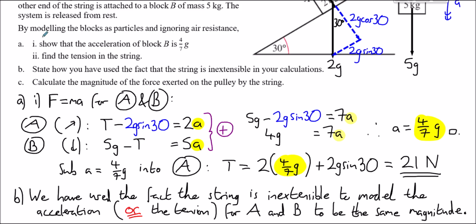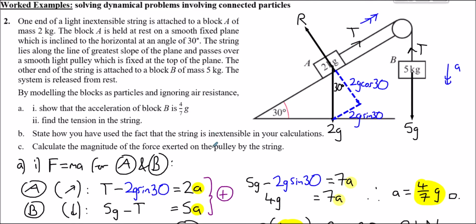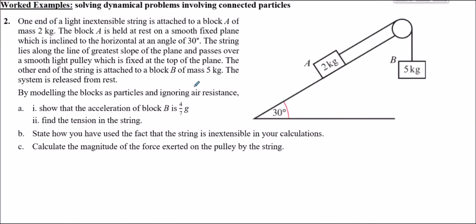Finally, C. I'm going to give myself a bit more space for C. So moving on for C, it says calculate the magnitude of the force exerted on the pulley by the string. So if I give myself a fresh slide to focus on C, the only thing we need is to remember that the tension relative to the pulley, call that P for pulley, will be acting away from it, and the tension had a magnitude of 21 newtons. Again, the book does this in a certain way, and that's fine. I'm going to mention a different approach you could use.